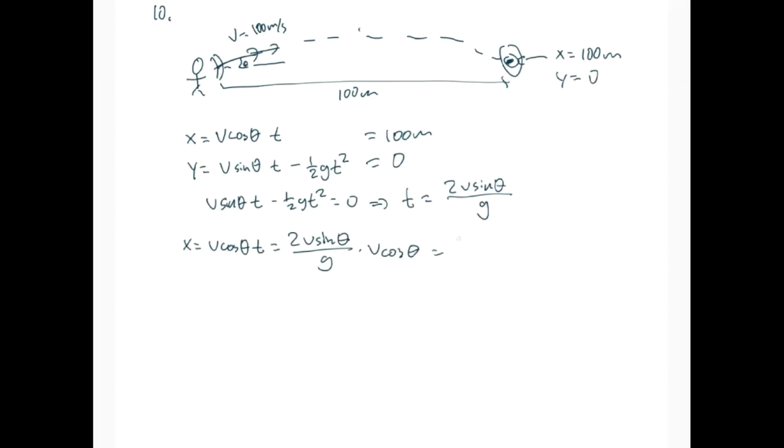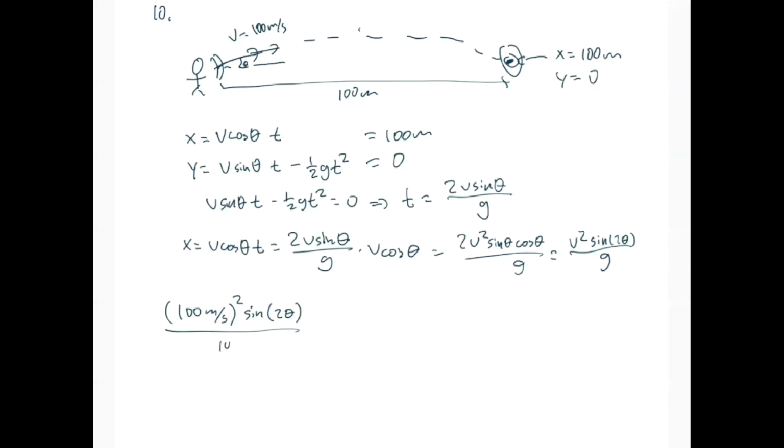And this is 2v squared sine theta cosine theta over g. And if you use trig identities, this is also equal to v squared sine 2 theta over g. And this is a very nice form for it to be in, because now we can just say v squared. So we know what v is, right? V is 100 meters per second. So 100 meters per second squared times the sine of 2 theta over our g, which is 10 meters per second squared. And we know the range, which is 100 meters.